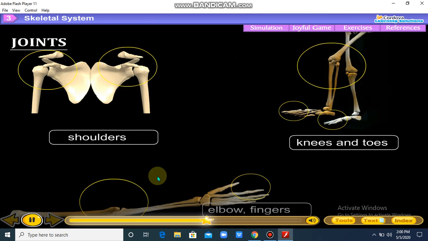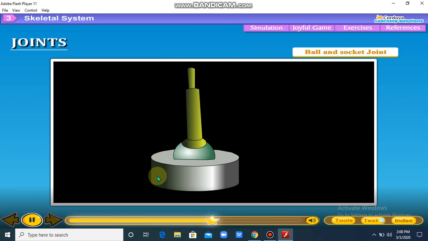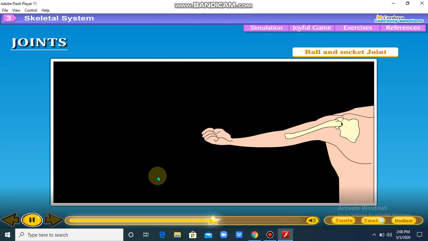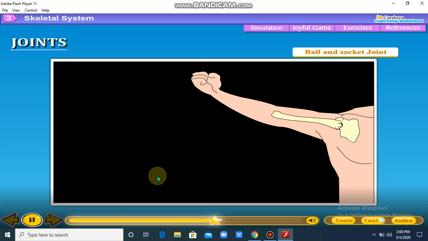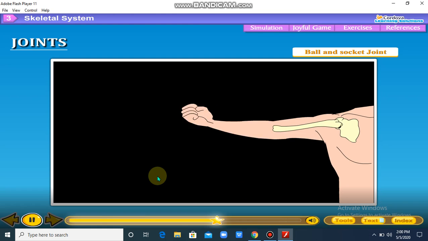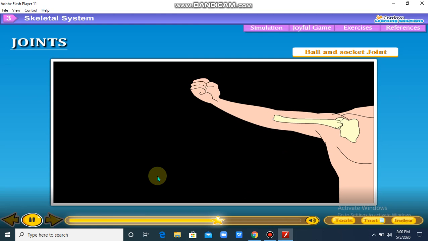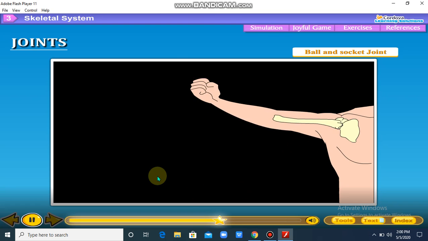Movable joints are of following four kinds. 1. Ball and socket joint. 2. Hinge joint. 3. Pivot joint. 4. Gliding joint. Ball and socket joint. This type of joint is found in hips and shoulders. This joint is formed when round end of a bone fits into the hole or socket of another bone. It allows movements in all the directions. For example, we can swing our arms almost in all directions.